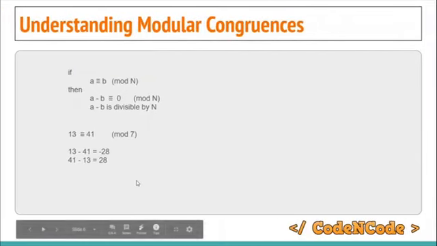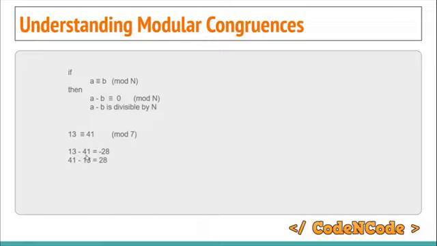Now to take an example, we knew 13 and 41 were congruent to each other. Then you can see their difference, 13 minus 41 comes out to be minus 28, and 41 minus 13 comes out to be 28, and we know both of them are divisible by 7. This was just an example. We have already proven this fact.